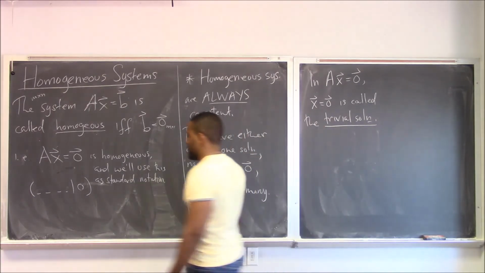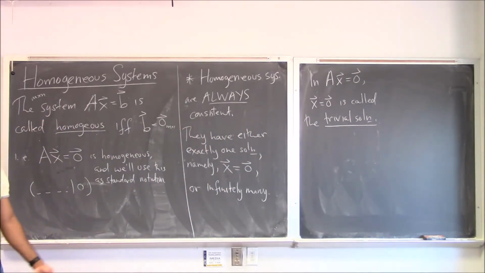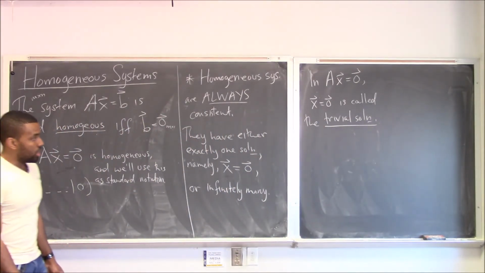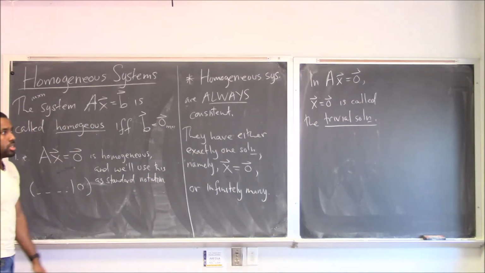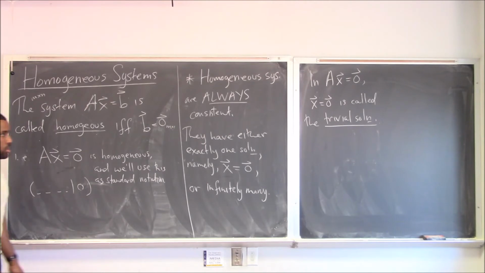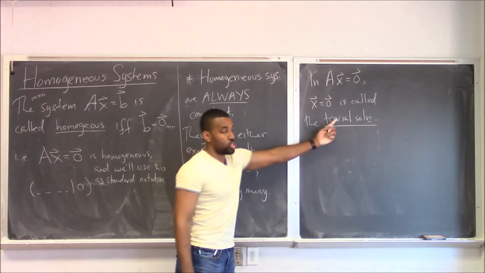In theorems in the future, I'm going to talk about trivial versus non-trivial solutions, so you should know what that means. Trivial solution just means, oh, the 0 vector works. And it's easy to see that the 0 vector works. In any such situation, we call the 0 vector the trivial solution.